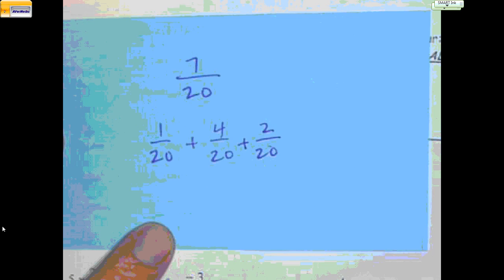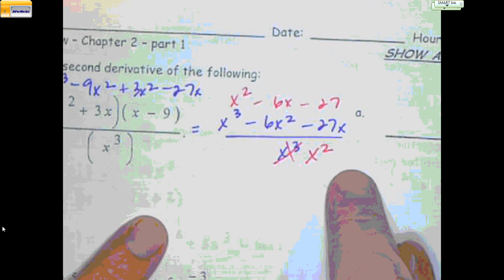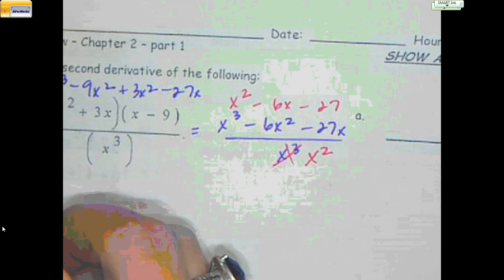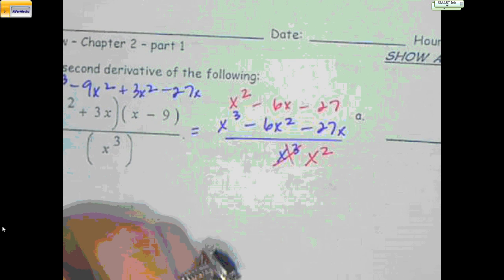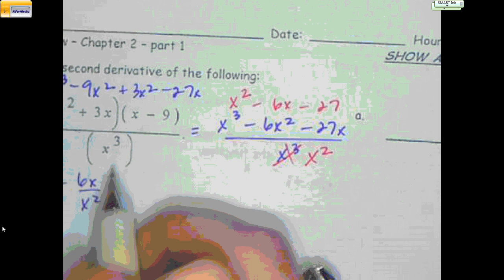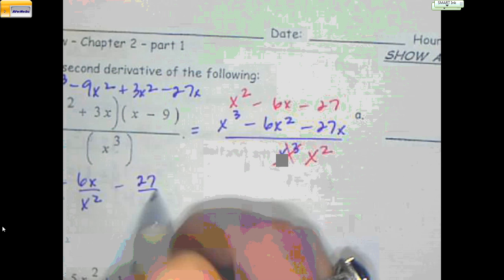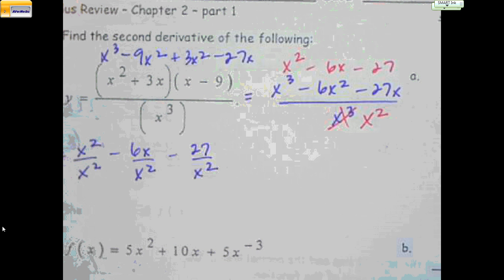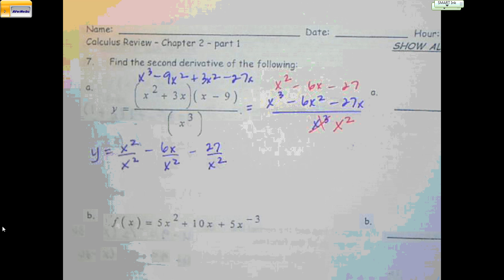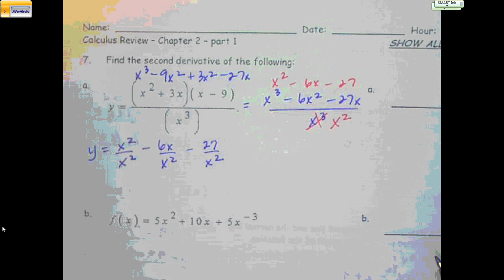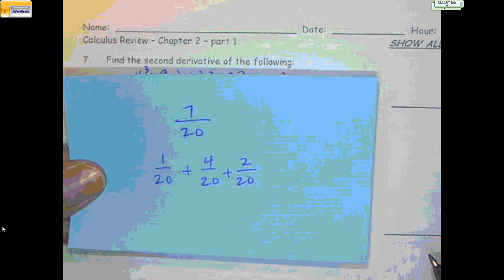Yeah, I could interchange those and it'd be the same thing mathematically. So, if this is what I have here, couldn't I rewrite that as x squared over x squared minus 6x over x squared minus 27 over x squared? Isn't that the same thing? So long as they all have the same denominator, it's perfectly legal. It's the same thing that we just did here.